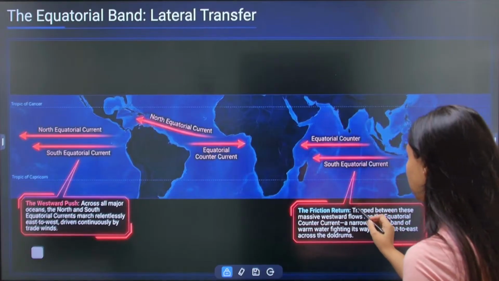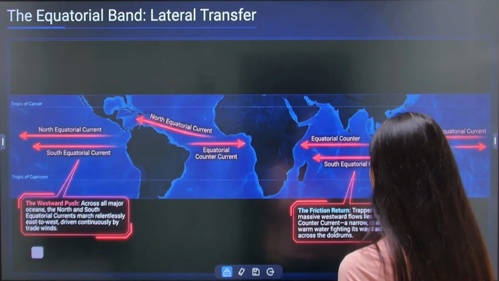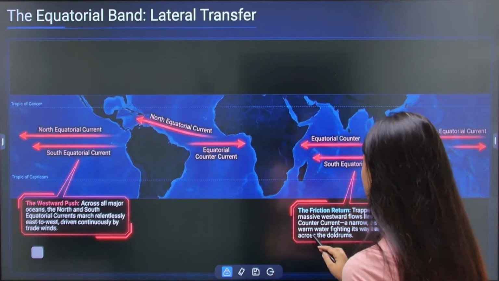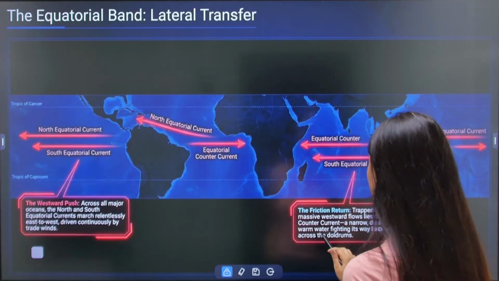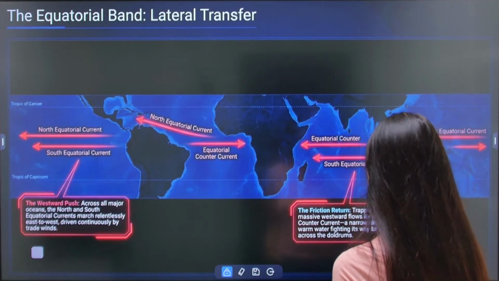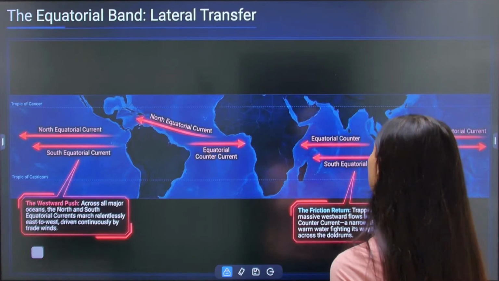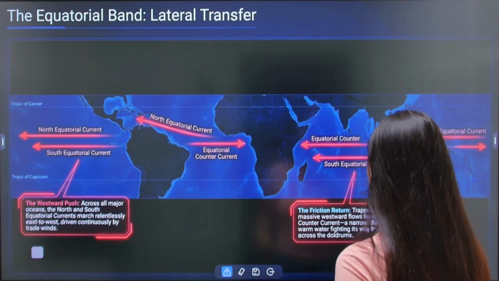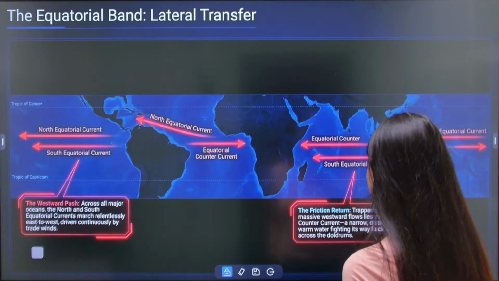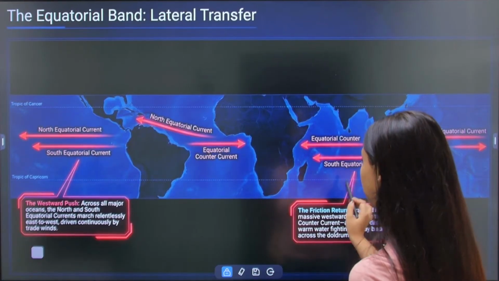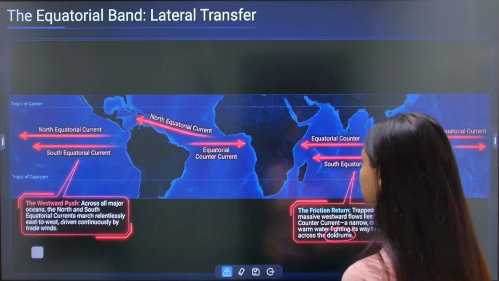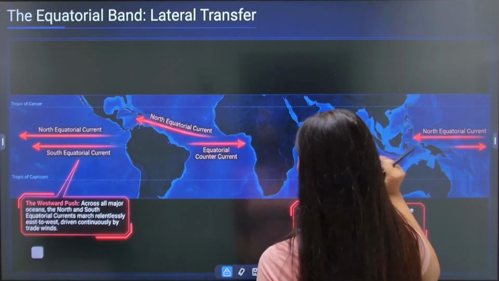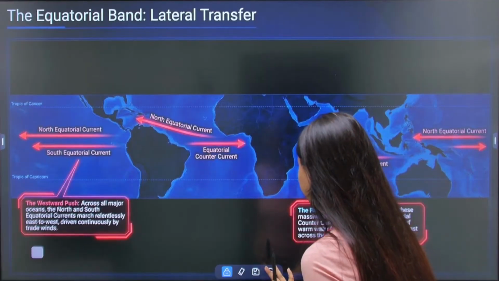The friction return. Trapped between these massive westward flows lies the equatorial counter current. This is a narrow distinct band of warm water, a warm current fighting its way back west to east across the doldrums. It tries to move in this direction but remains trapped here. Now the word doldrums is used to represent winds which are not blowing at all, no blowing of winds along the equator. So it kind of remains trapped here.